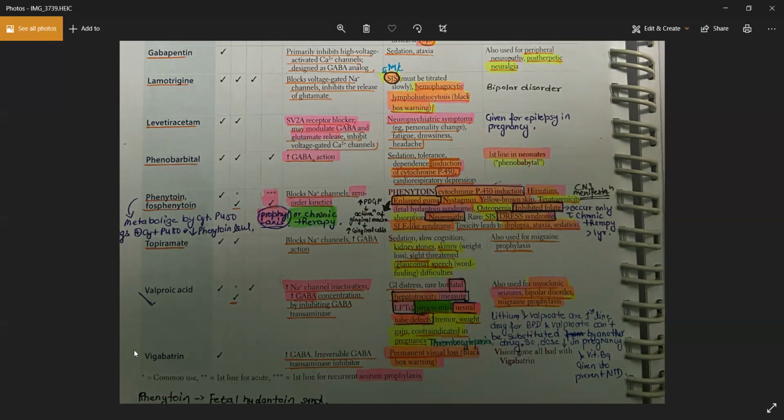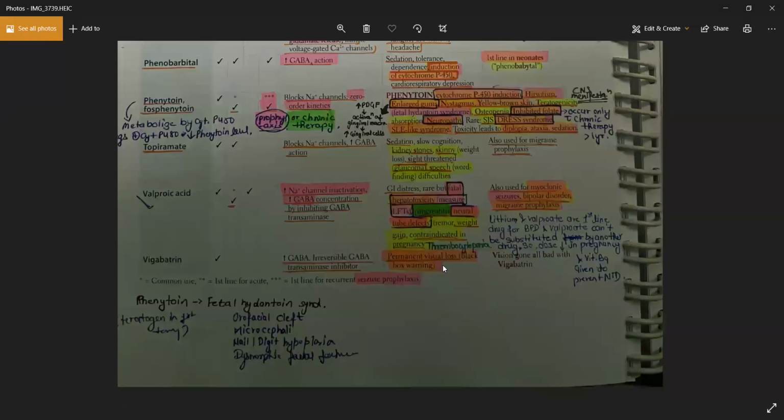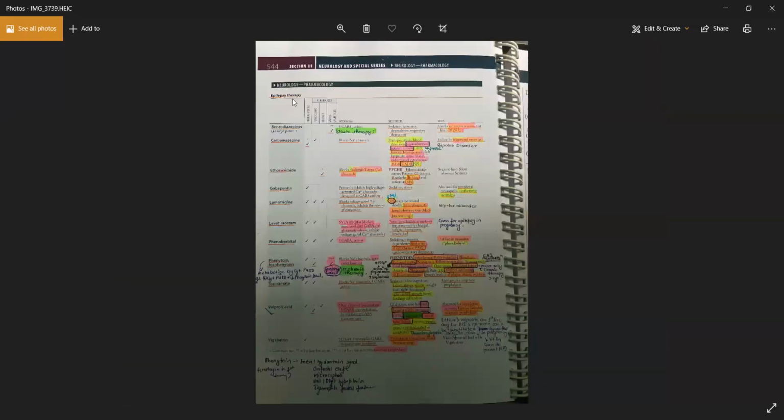So now last you have vigabatrin, which inhibits the GABA transaminase. As a result, it will be inhibiting the metabolism of GABA. It only can be used for the partial seizures. It can cause permanent vision loss, and that is a black box warning. Nothing much about this drug. So any doubt on any seizure drug?